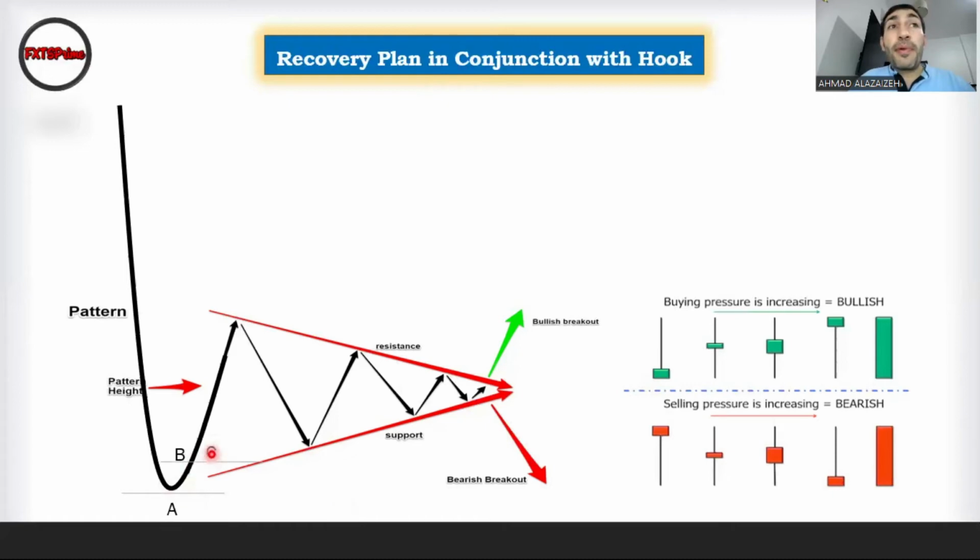So if the price breaks above this neckline, I'm going to place my buy here. So tell me, where is my take profit? Fibonacci from here to here. Fibonacci 23 is my first take profit, Fibonacci 38 here is my second take profit, Fibonacci 50 is my third take profit. And this, guys, is the first resistance of the continuation pattern.